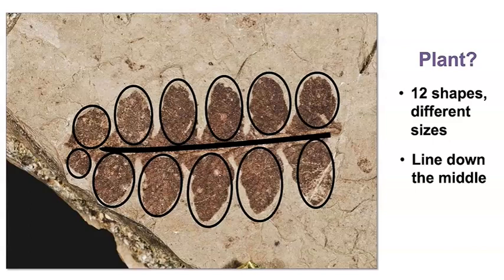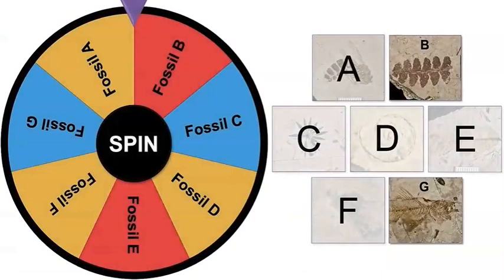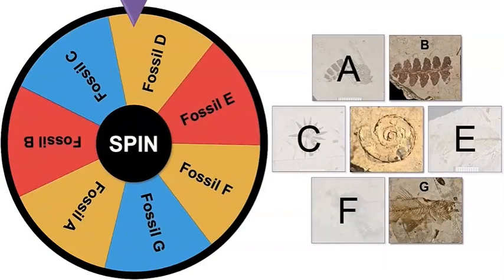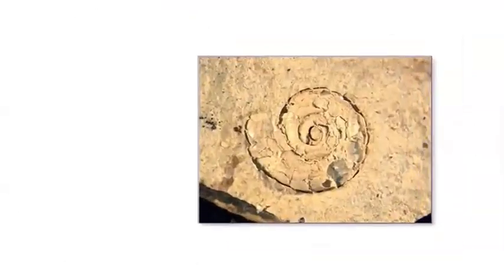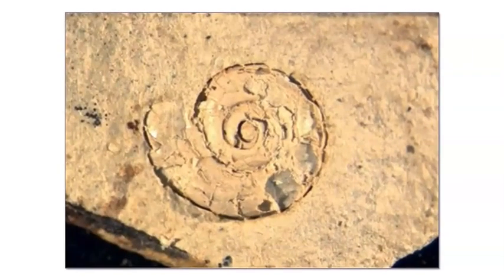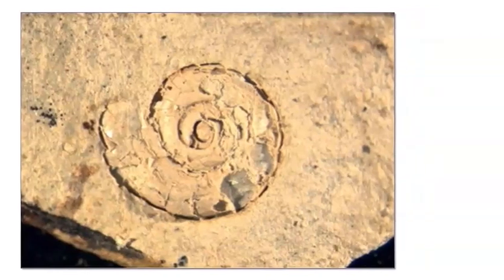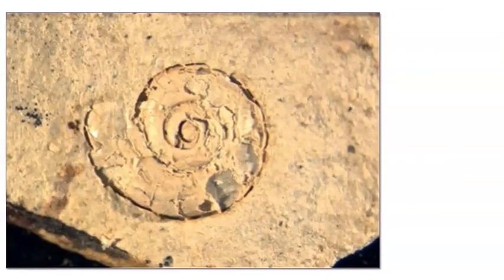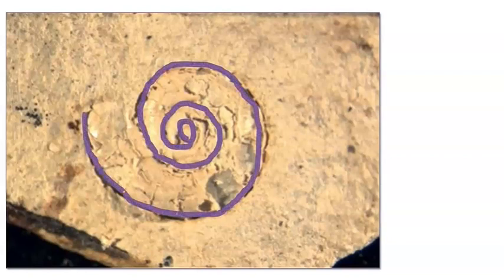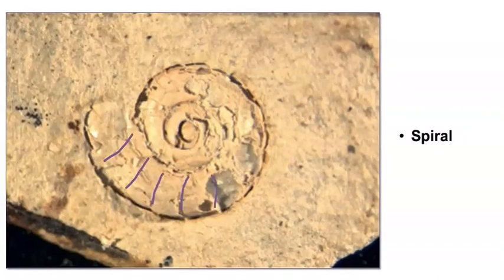All right, let's give it another spin. Fossil D is next. What have we here? Do you see this shape? This fossil looks like a spiral. And if you look closely, you can see lines along the spiral. What does this fossil make you think of? It reminds me of a snail's shell. Do you think the organism that formed this fossil was a snail?